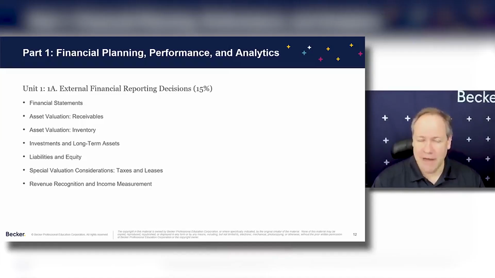So we can kind of identify each of these major areas by 1A, and if we were talking about Part 2, we'd be starting with 2A. So this is external financial reporting decisions, representing 15%. Covered here, well, really it's a lot of accounting, or financial accounting, or financial reporting. So we're talking about the core financial statements. We're talking about specific issues about assets and liabilities, including receivables, inventory, liabilities, equity. Also rolled in here some special considerations, or really some niche accounting topics like taxes and leases, as well as revenue recognition.